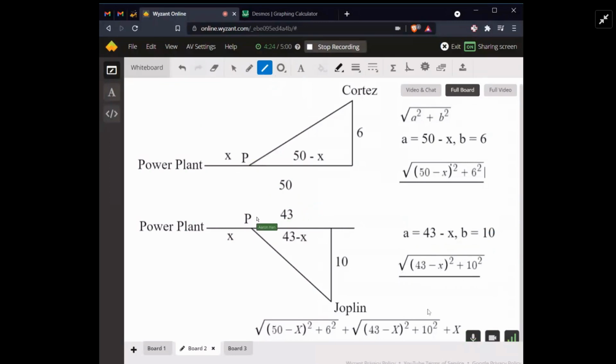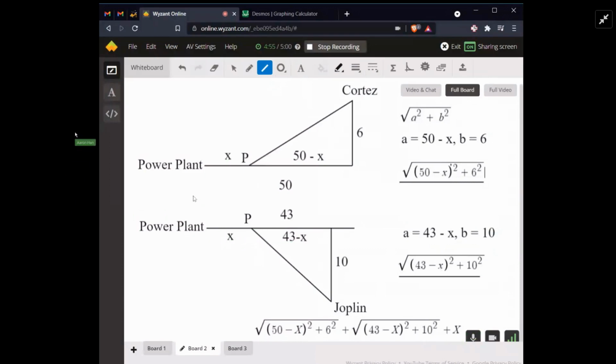Now the third question is, how do we get the total amount of cable required? So that's going to be the sum of the wire used from the power plant to the junction point, and then subsequently the 2 lengths of power line from that P value to Cortez, and the junction point P value to Joplin. So we can basically sum all of these 3 together: the first equation we had above, the next equation, and then that value x itself.